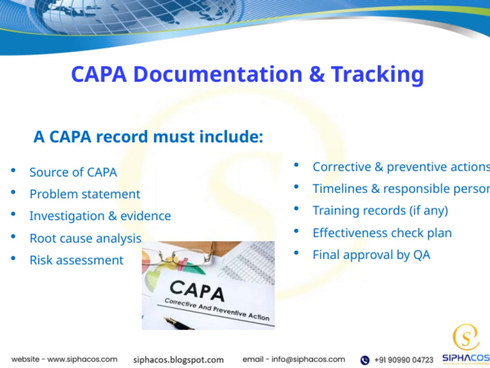If training was involved in implementing the CAPA, those records should be included too, because training often plays a key role in preventing recurrence. We also require an effectiveness check plan, which helps us verify that our actions actually work in resolving the problem. Once everything is in place, final approval by QA is essential before closing the CAPA.